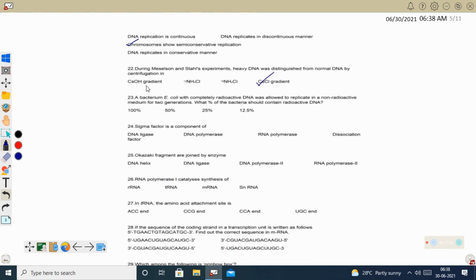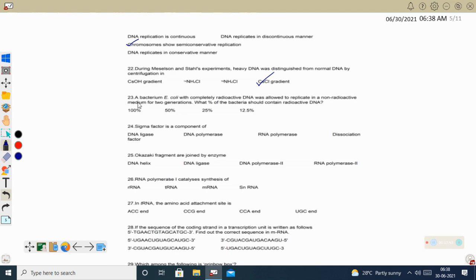Okay, and here N14 containing ammonium chloride is the media for the growth of the bacteria, that is not to separate the Escherichia coli according to the density. 15N incorporated DNA was present in the Escherichia coli, which was selected for this experiment.